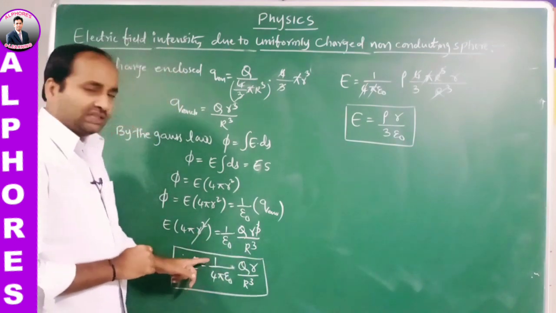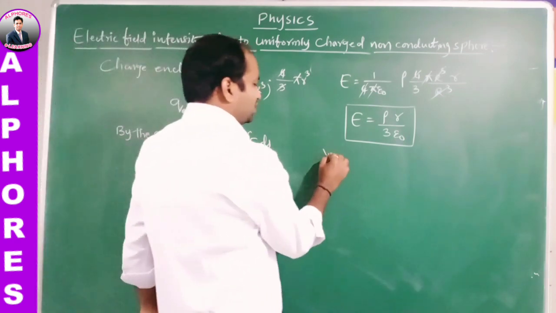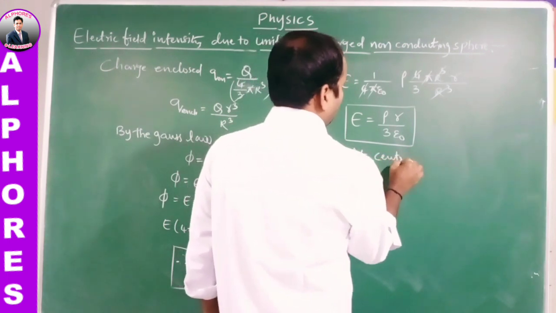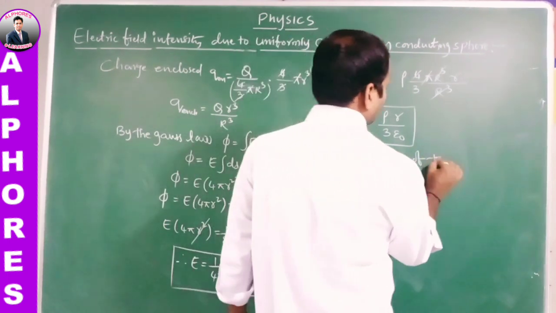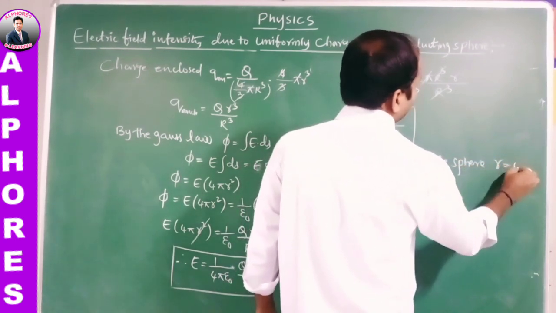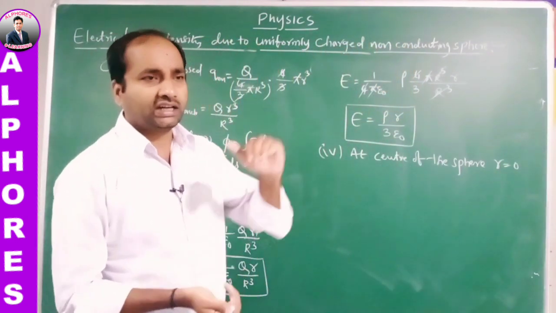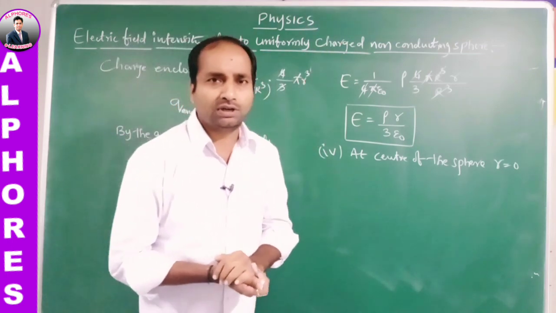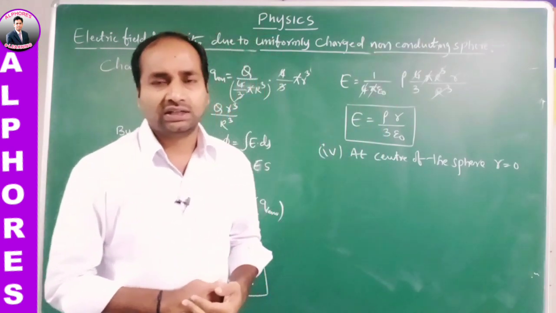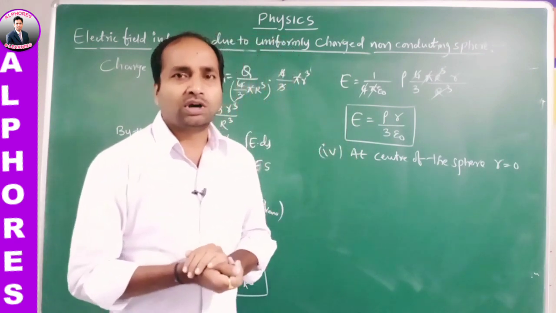Or we may write it like this: E is equal to 1 by 4 pi epsilon naught capital Q small r by capital R cube. Now the fourth one, at the center of the non-conducting sphere, that means small r is equal to 0. In the first case, small r is greater than capital R, which means at any point outside the sphere, the formula is 1 by 4 pi epsilon naught capital Q by small r square. The second one is at any point on the surface, that is small r is equal to capital R.